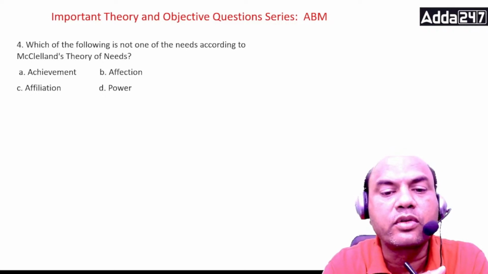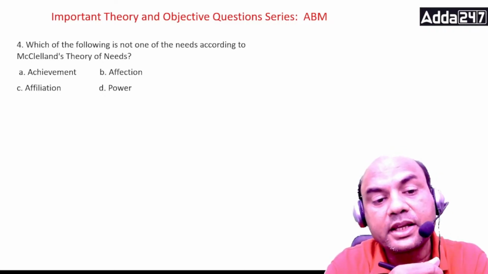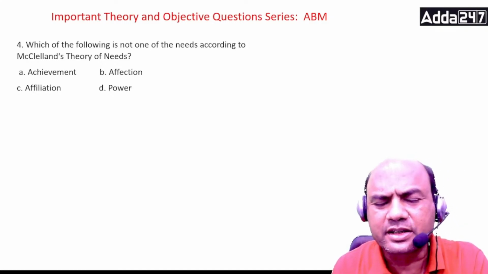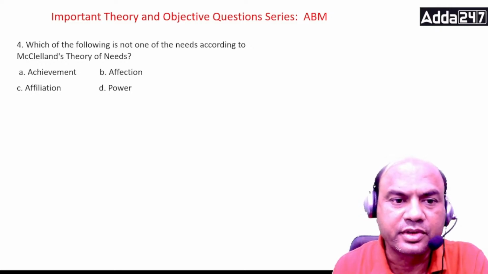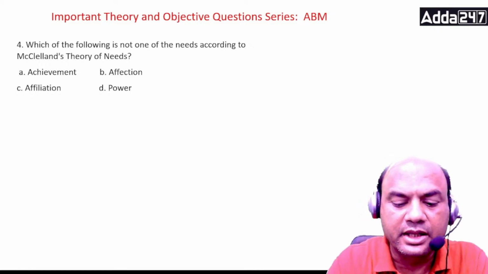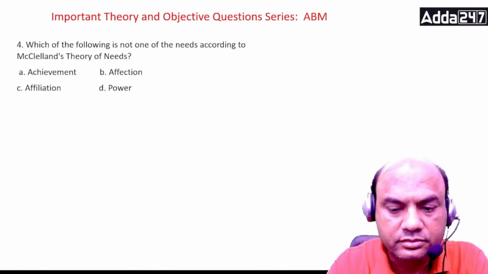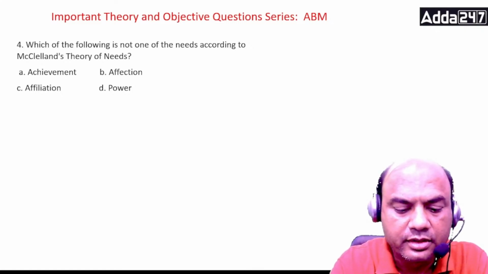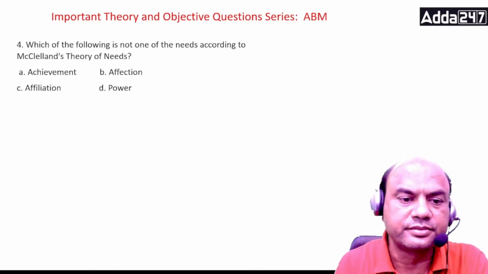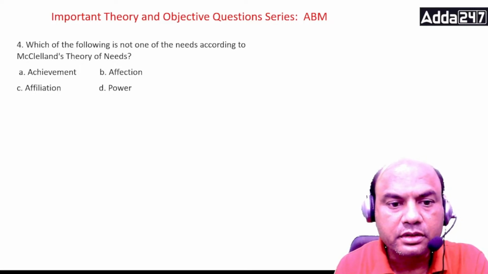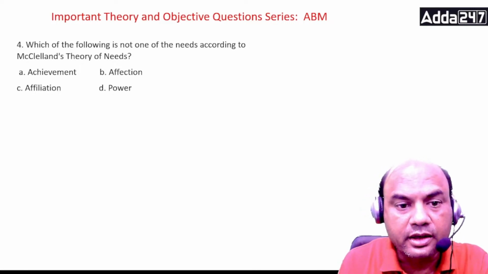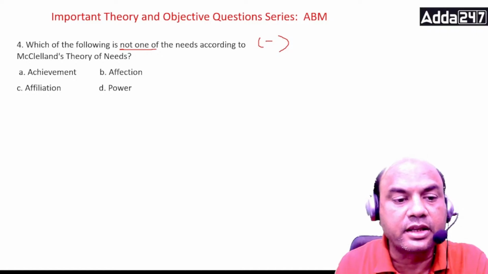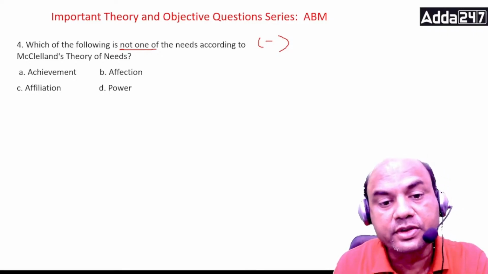Which of the following is not one of the needs according to McClelland's theory of needs? All HR today. No, not all HR. I'll be covering other questions also. McClelland's. What do you think? Again, look at it. Negative question. Not. Achievement, affection, affiliation, and power. Which of them is not?